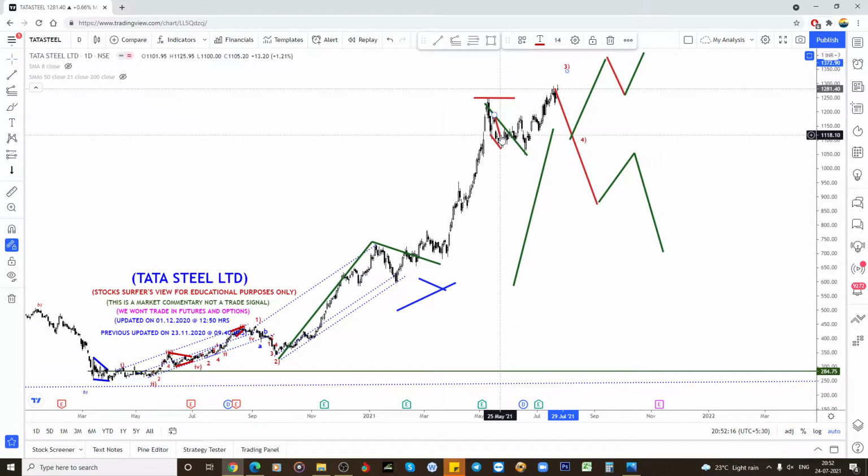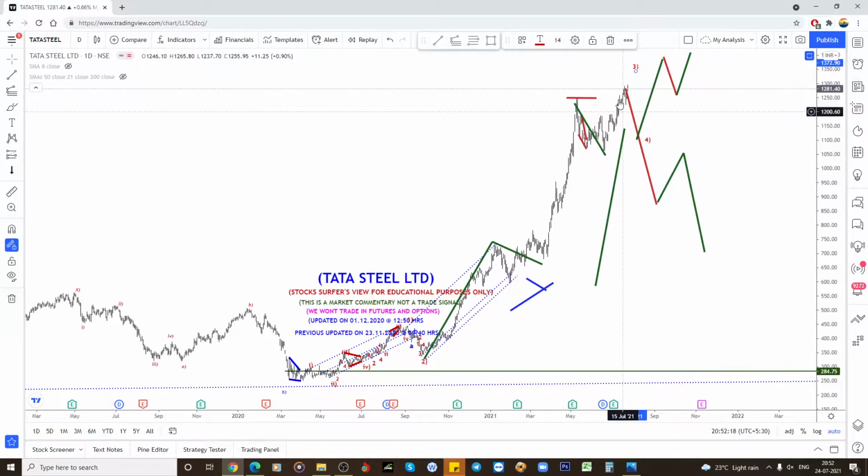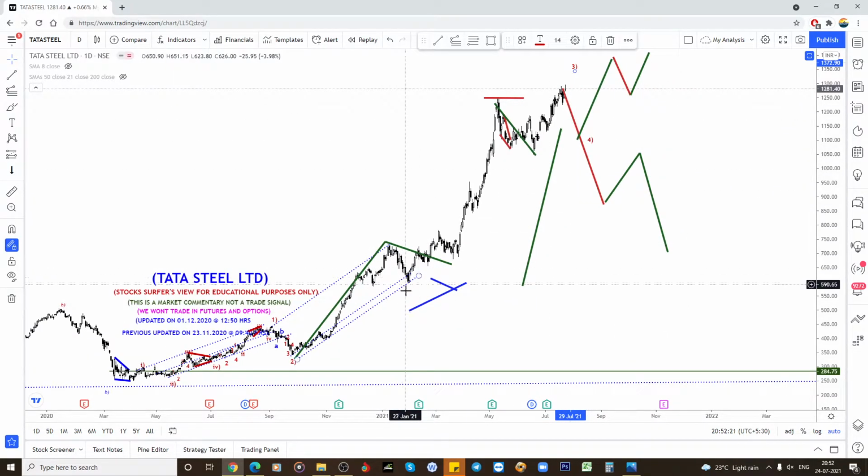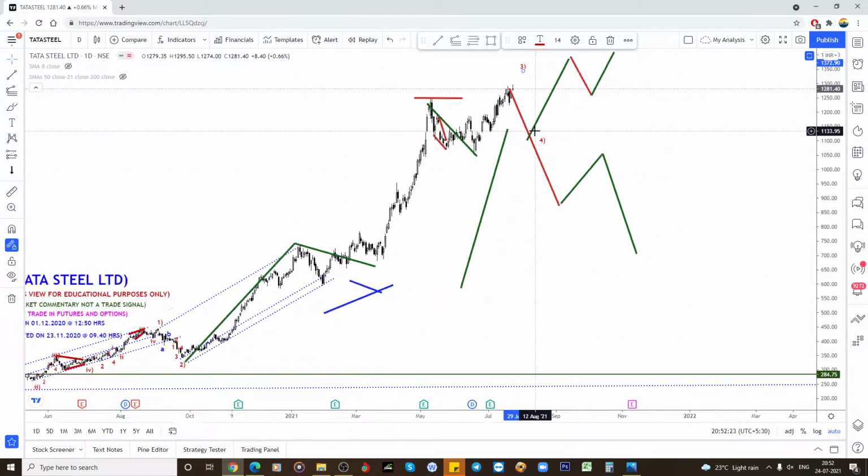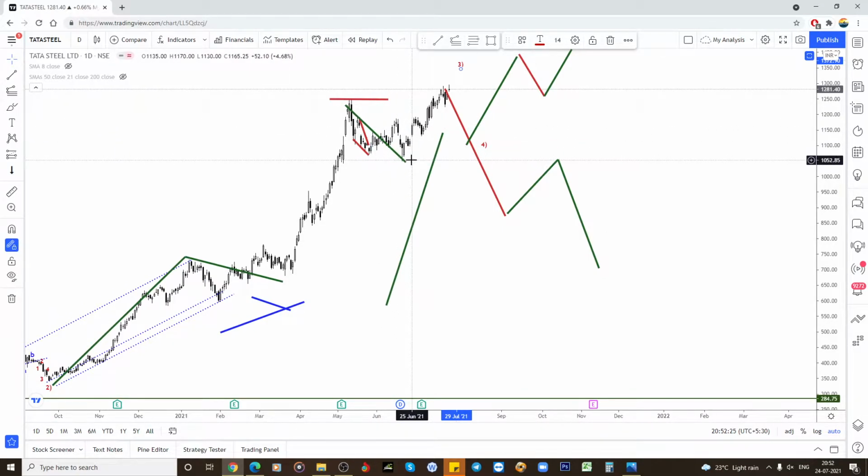We need to try to enter only in the 3-wave structures once they're completed. Like this kind of 3-wave structure, like this kind of 3-wave structure. See here also the perfect 3-wave structure ended, right? So what we have to do is we need to enter here. So whether the 3-wave structure got ended, at least a small portion you need to take and keep the stop loss in mind like this here.